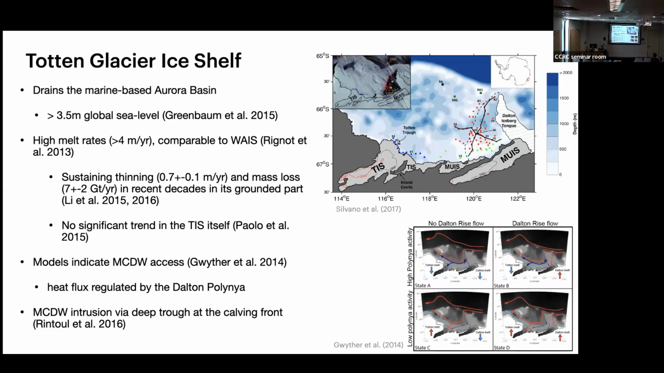Then I think in 2015, we had these observations on the continental shelf measuring temperature and salinity profiles. They found that the modified circumpolar deep water accesses the Totten ice shelf via this deep trough here on the west side. So it's something to keep in mind.